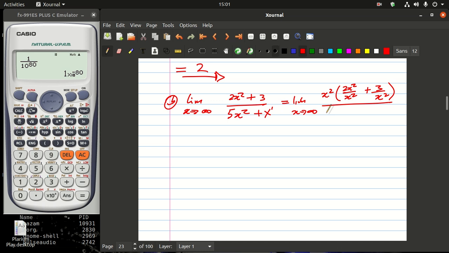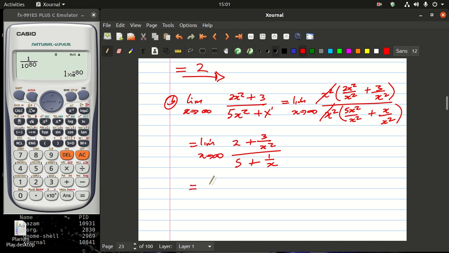And then in the denominator I will end up having the same x squared, and then I will end up having 5x squared divided by x squared plus x divided by x squared. And if you notice, this will be the same as the limit as x approaches infinity. This and that will cancel out, and now 2x squared divided by x squared is going to be just 2. 3 divided by x squared stays as 3 divided by x squared, and 5x squared divided by x squared is going to be just 5. And then here I will end up having 1 over x.